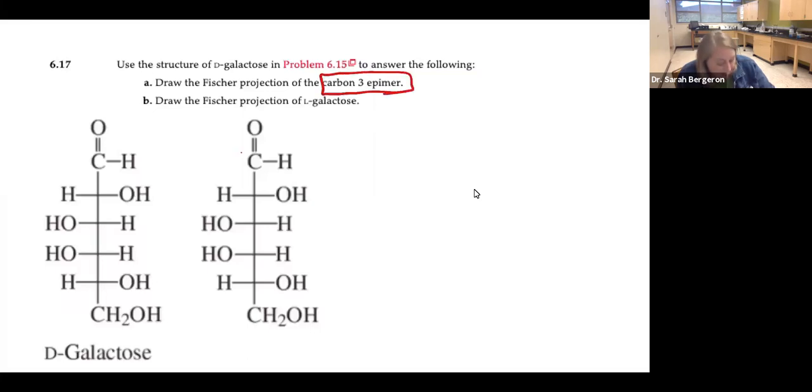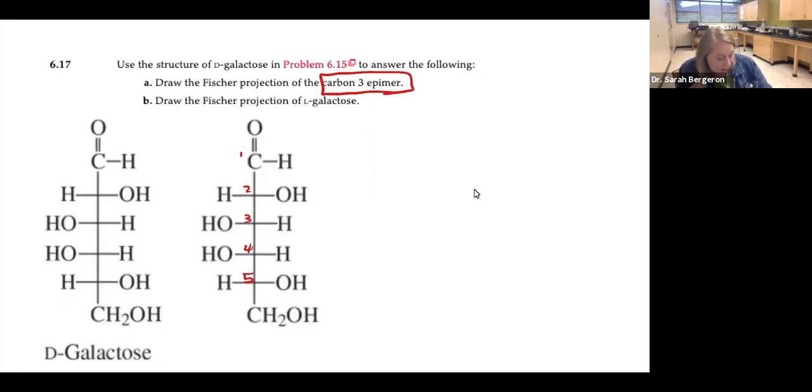So I'm going to count my carbons. 1, 2, 3, 4, 5. Make sure, oh, and 6. Don't forget that last one. So I want an epimer, but only of carbon-3. Remember, an epimer only means that one of the chiral carbons is different. So my third chiral carbon is what I need to change.